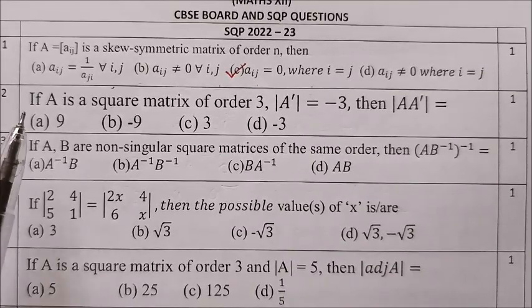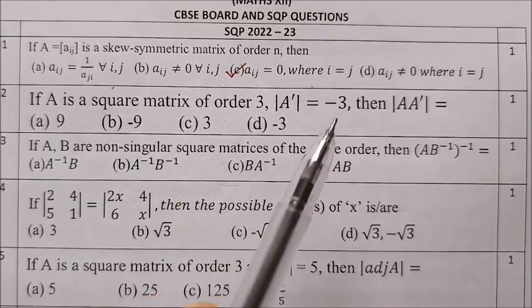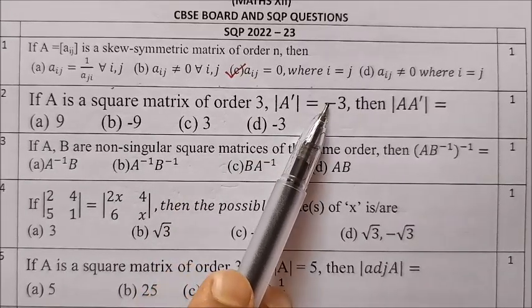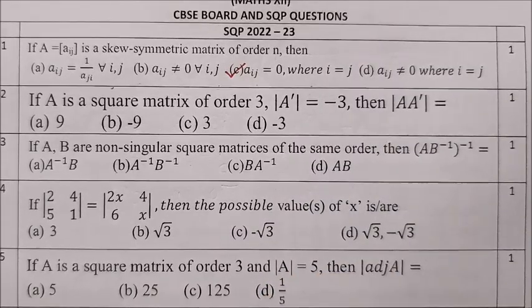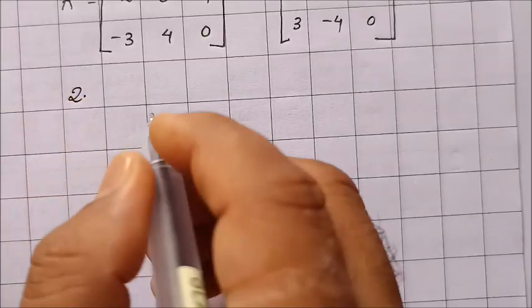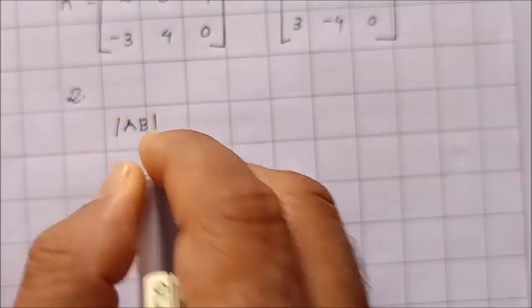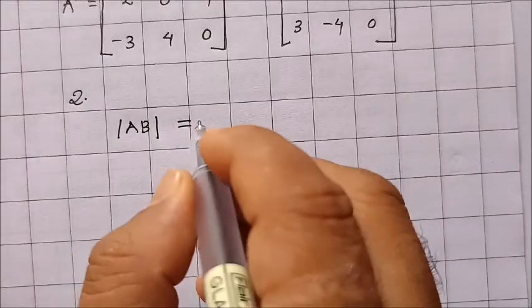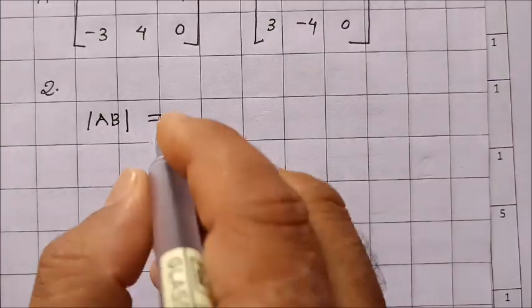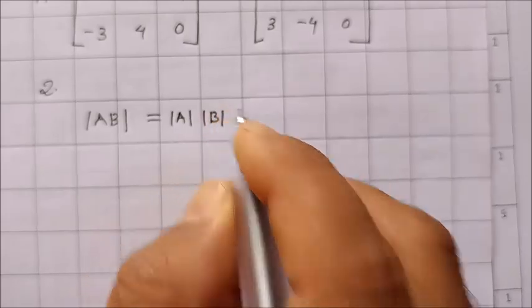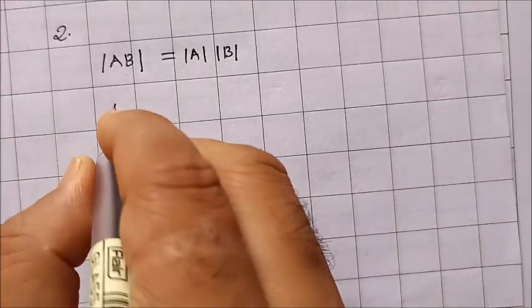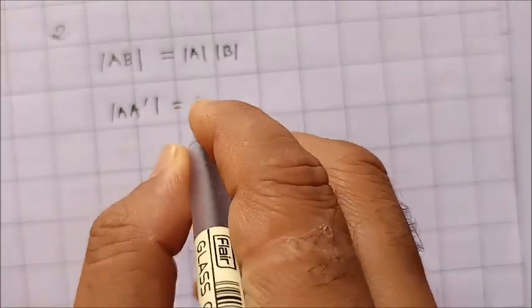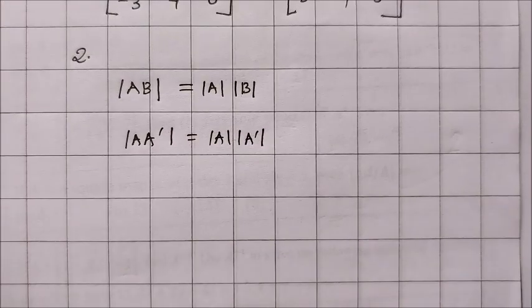In the second question, what we see, if A is a square matrix of order 3 and determinant of A transpose is minus 3, then determinant of A into A transpose will be how much? For question number 2, we have to use one theorem, that determinant of AB is equal to determinant of A into determinant of B. So in question number 2, we have to find the value of A into A transpose. So this is the situation. Here B is the A transpose.